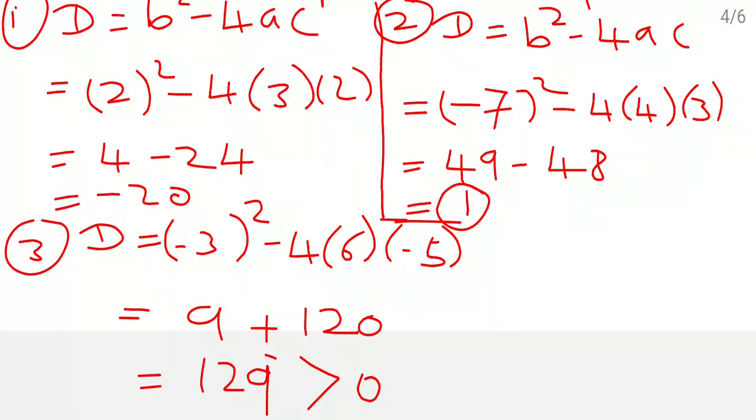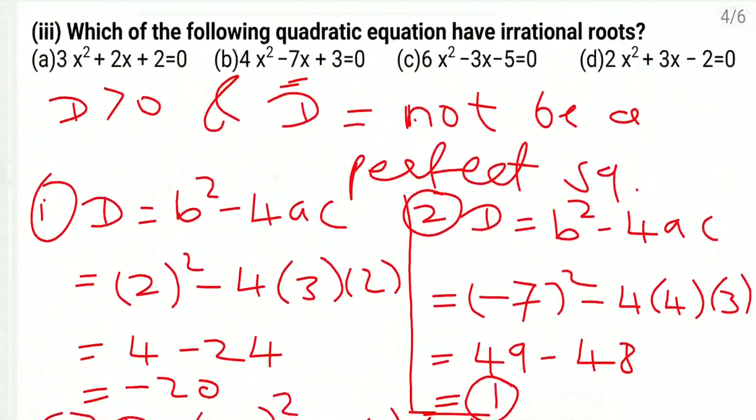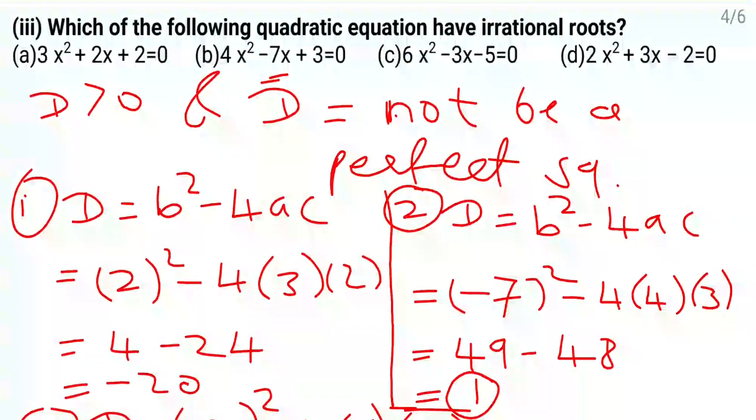Correct? Both the qualities are there. It is positive also, and it is not a perfect square also. So both the roots which you will get will be irrational roots. Fine? So option C is the correct one. See, option C is the correct one. So I will not go for the fourth one.